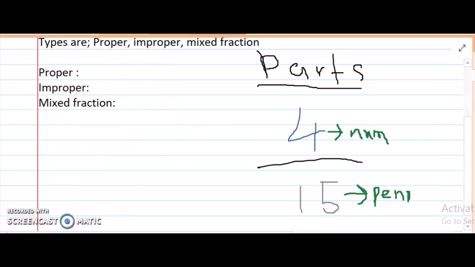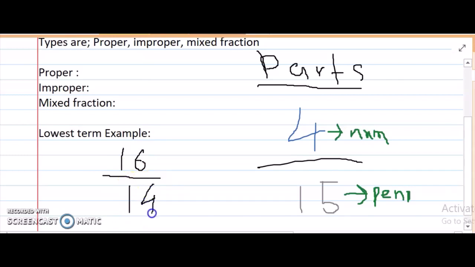So yeah, those are the parts of a fraction. Now there's something you also need to understand about fractions, which is reducing it to its lowest term. Example. For this example, I'm going to use even numbers. That's 16 over 14. This is improper.